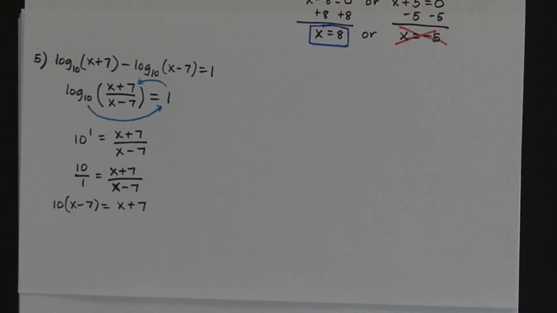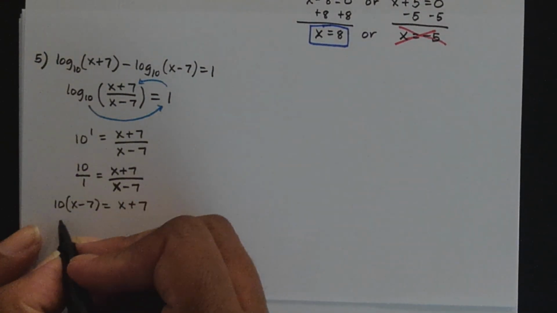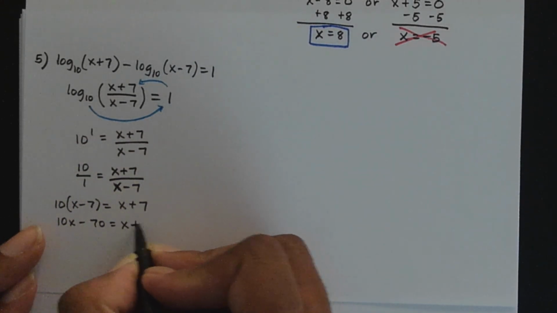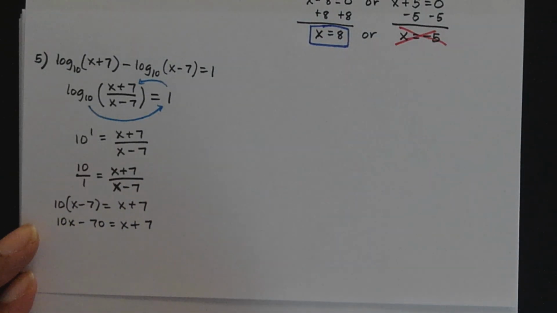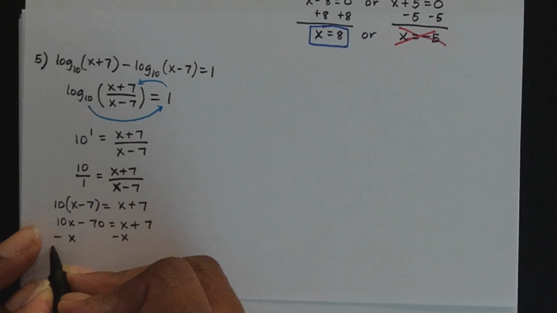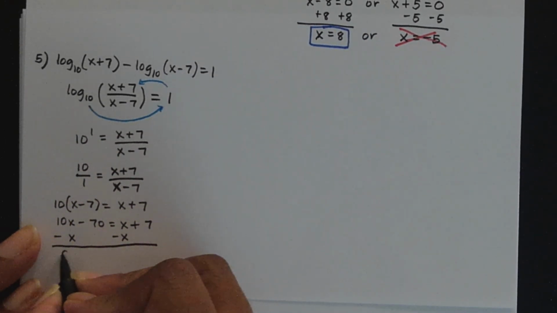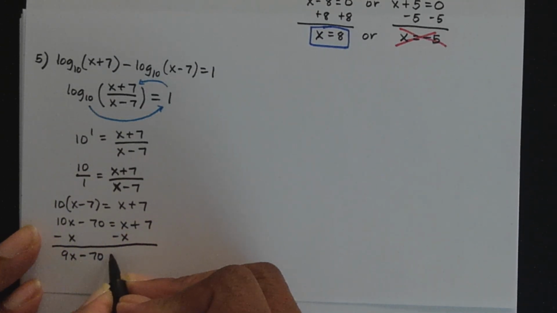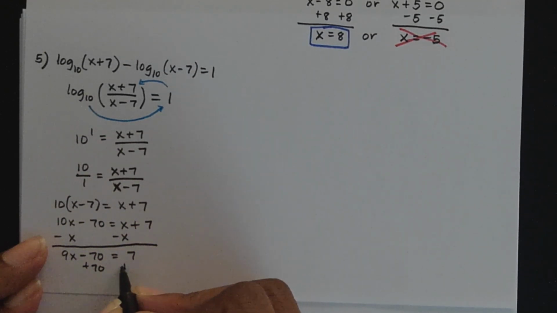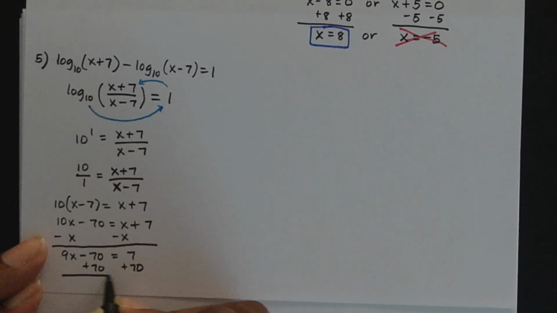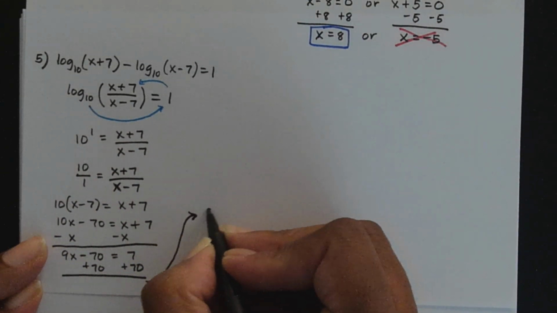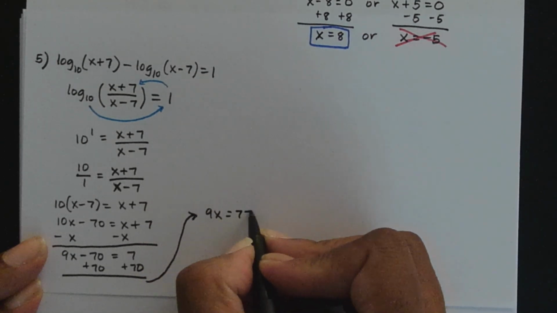And if I distribute that 10 over the x minus 7, this will be 10x minus 70, equaling x plus 7. And then get all the x's on one side by subtracting x. So that means 9x minus 70 is equal to 7. And if I add 70 on both sides, I'm running out of space here, so I'll continue it over here. Then 9x is equal to 77.